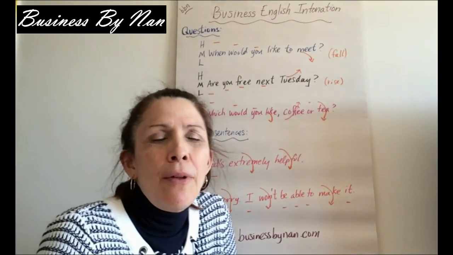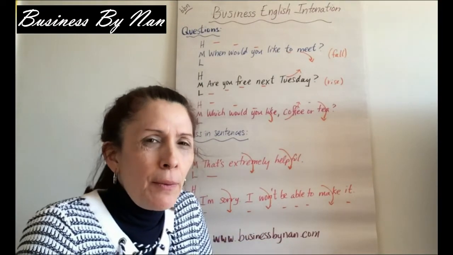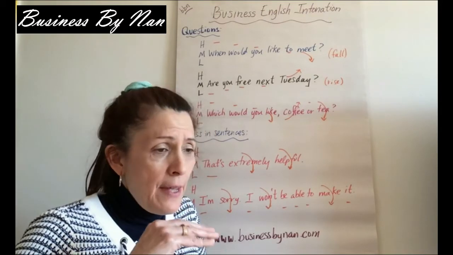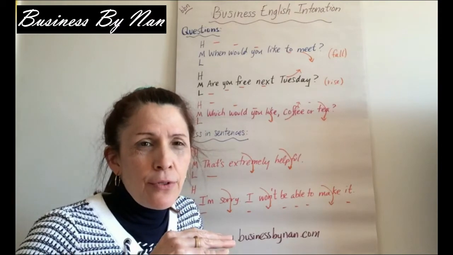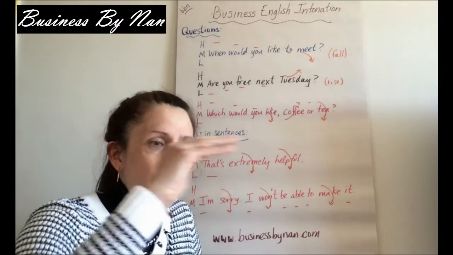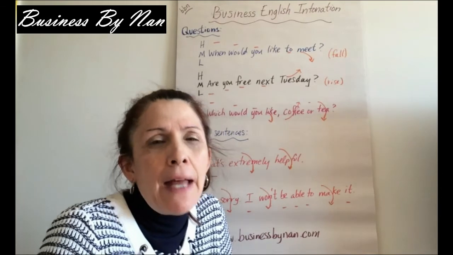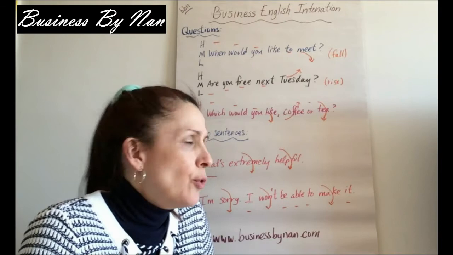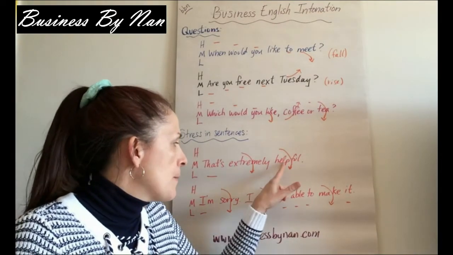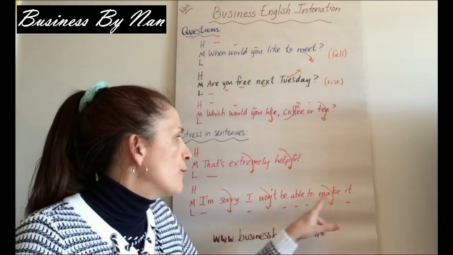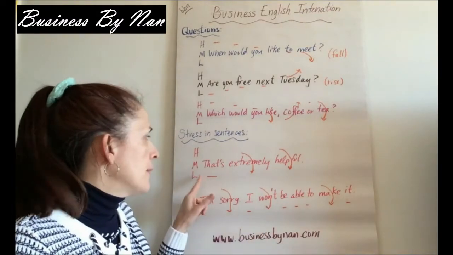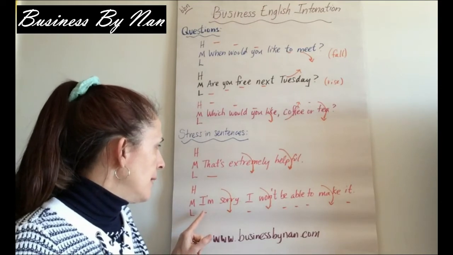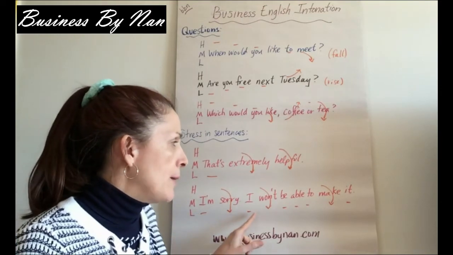So a little bit different from other languages, especially the Latin languages, where we have this fall and then skip a syllable stress, and then you go to another fall, and it's like up, down. And so this was what we see in Spanish or Portuguese or French or Italian. But in English, no, we only stress the important adjectives, the important adverbs, or the important verbs. Let's do these two again. That's extremely helpful. I'm sorry, I won't be able to make it.